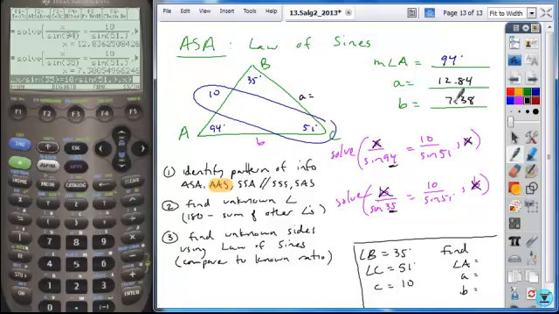All right, questions on that law of sines? Now, in this one, it was the pattern of AAS.